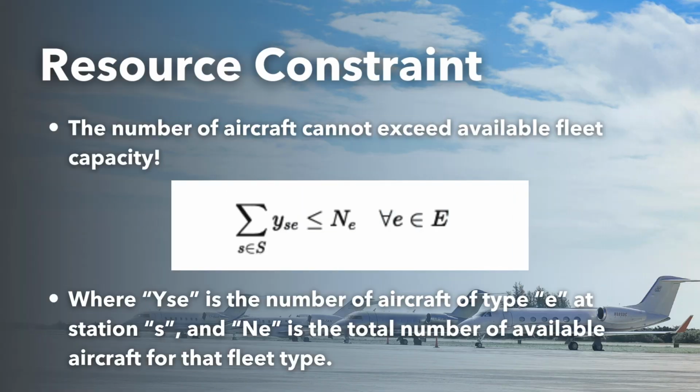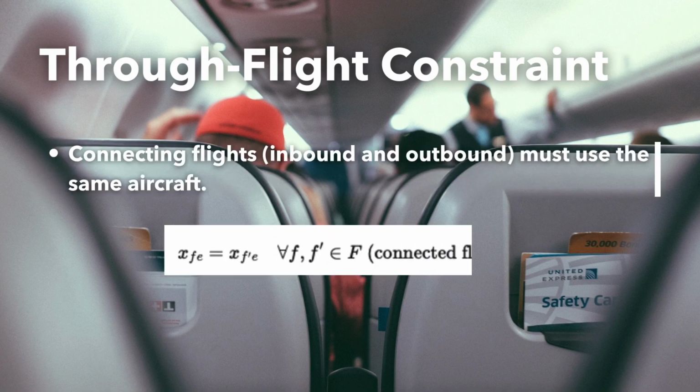Then we have the resource constraints. These ensure that the number of available aircraft for each fleet type is not exceeded. At any point in the schedule, the number of aircraft in use plus those grounded for maintenance cannot exceed the total number of available aircraft of that type. Third, we consider the through-flight constraints. For these types of connecting flights, the same aircraft must be assigned to both inbound and outbound legs of the journey. This ensures continuity in flight operations.